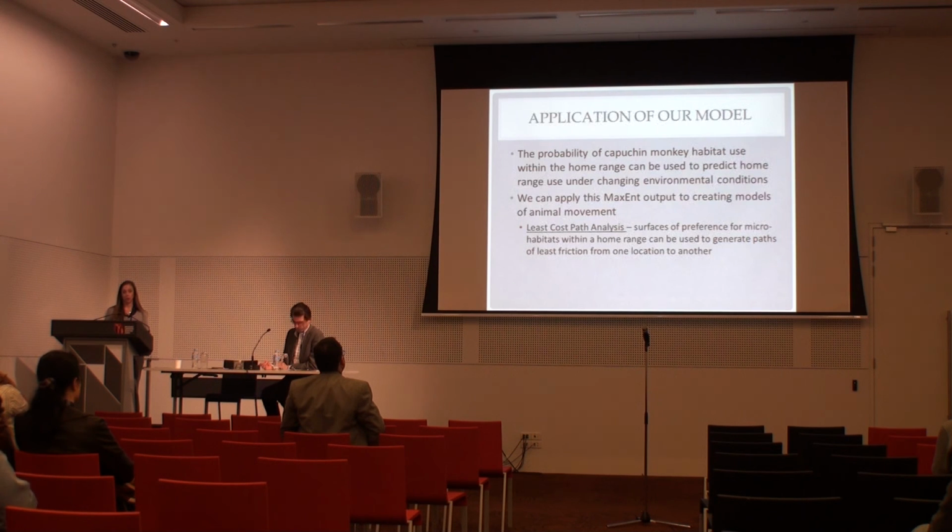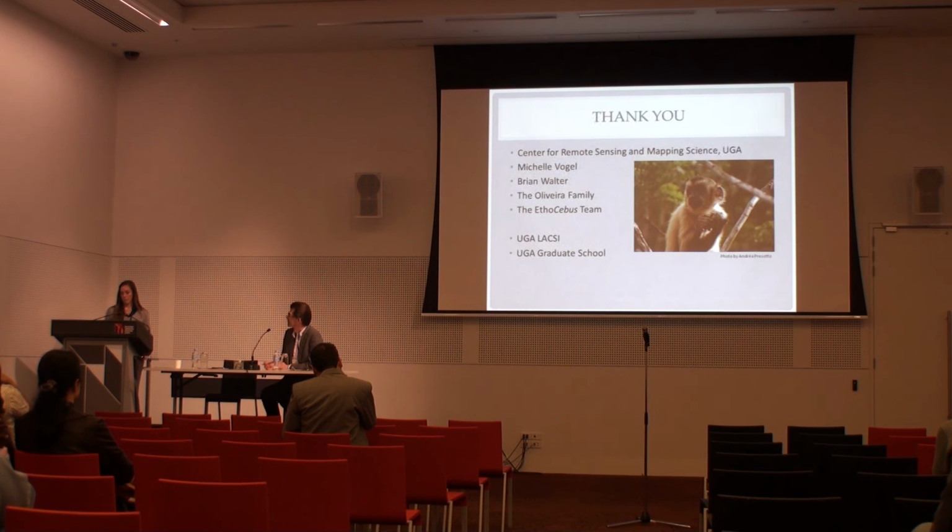What I haven't shown you here is the use of these probabilities to create a surface across which the monkeys will move, and that is something else that we're working on. So the probability value of the surface is a friction surface against which the monkeys would be moving, and we can create paths to predict where and how they move through their environment based on this maximum entropy model of their probability of being in any location in their home range.